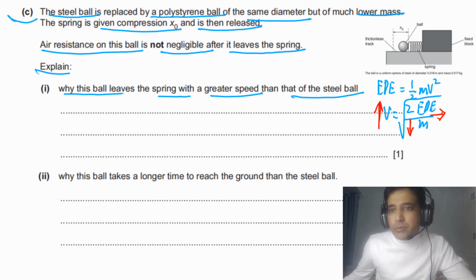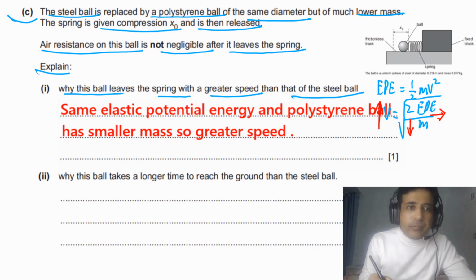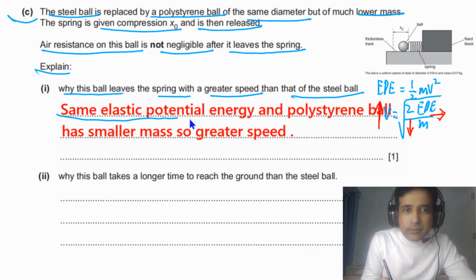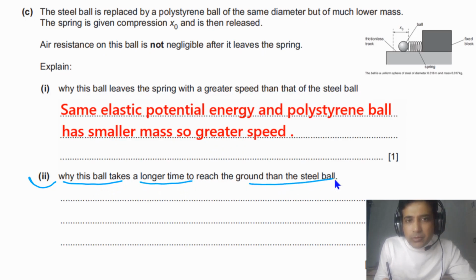So let me show you the answer. This is how you can write down the answer. In your answer, you can mention these points. They have the same elastic potential energy, and the polystyrene ball has lower mass, so the speed of this ball is greater. For the second part, we need to explain why this ball takes a longer time to reach the ground than the steel ball.